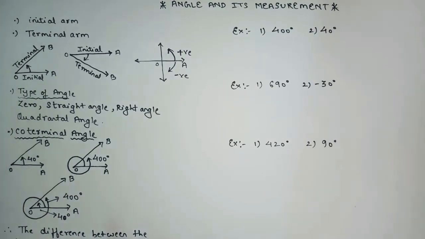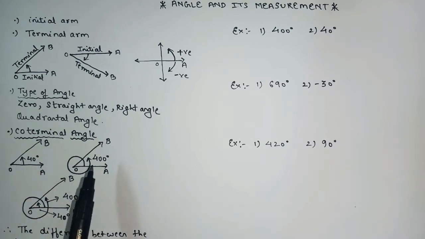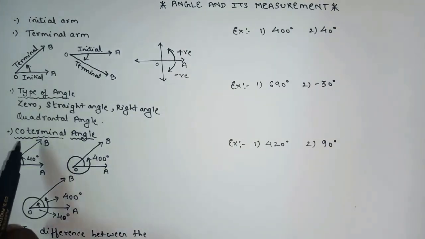Now here, can you see, we have two diagrams, one making an angle of 40 degrees and one making an angle of 400 degrees, yes or no? Now we'll see the mathematical definition of coterminal angle. What is the exact definition of coterminal?